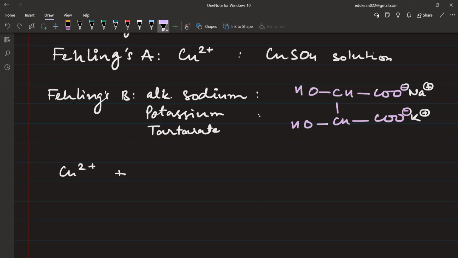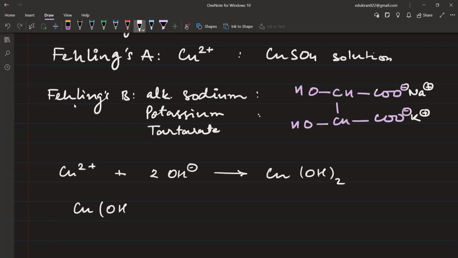Now see, we have Cu2+, and from the alkaline solution, we are going to have NaOH. तो NaOH से क्या मिलेगा? We'll have OH negatives. Those two OH negatives will first react and form Cu(OH)2. Now this Cu(OH)2, in the presence of some heat, will first give CuO plus H2O. That means water leaves if you warm it a bit.